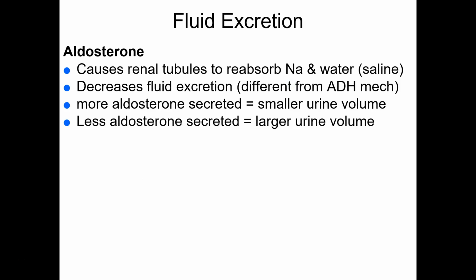Aldosterone, its job, remember, is to reabsorb sodium. And so when you reabsorb sodium, sodium is an ion, water comes along with it. And so this also increases our blood volume and increases our blood pressure, like we saw with the stress response. But it also is going to decrease our urine output as well. It does it differently from ADH, obviously, because it's working with sodium. And so you can see if we have more aldosterone released, then that means less urine. And when we decrease aldosterone, we can excrete more urine. So we can also use aldosterone now to control our fluid balance.